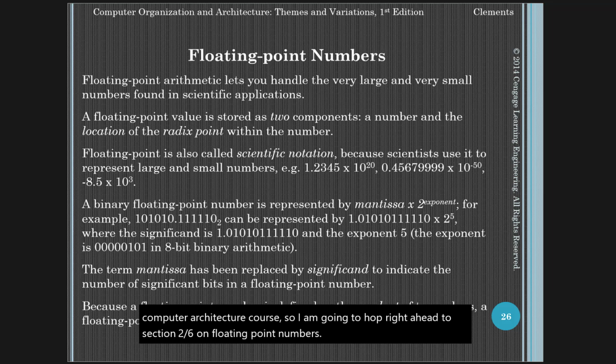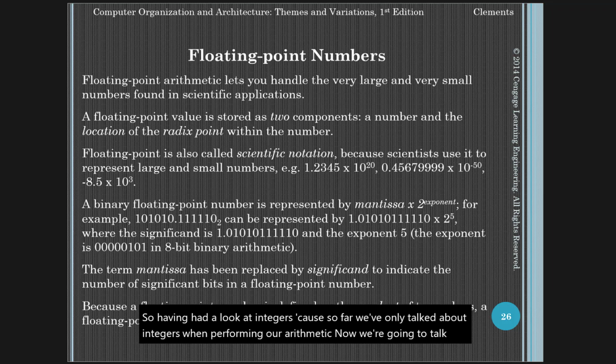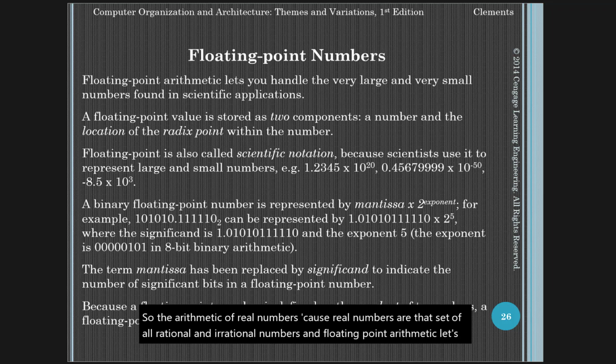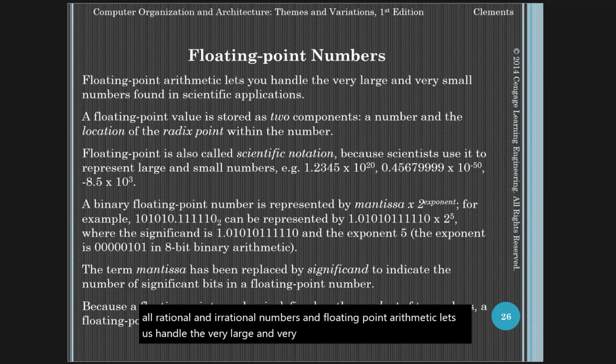So having had a look at integers, because so far we've only talked about integers in performing our arithmetic, now we're going to talk about floating point numbers. So the arithmetic of real numbers, because real numbers are that set of all rational and irrational numbers, and floating point arithmetic lets us handle the very large and very small numbers found in scientific applications, as opposed to maybe financial or commercial calculations, because we're not dealing with numbers of such precision.